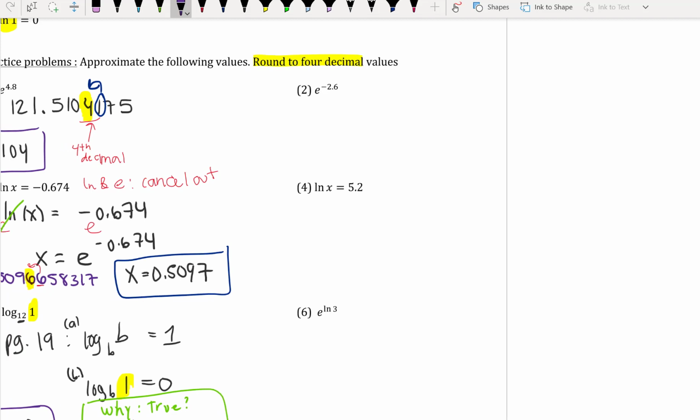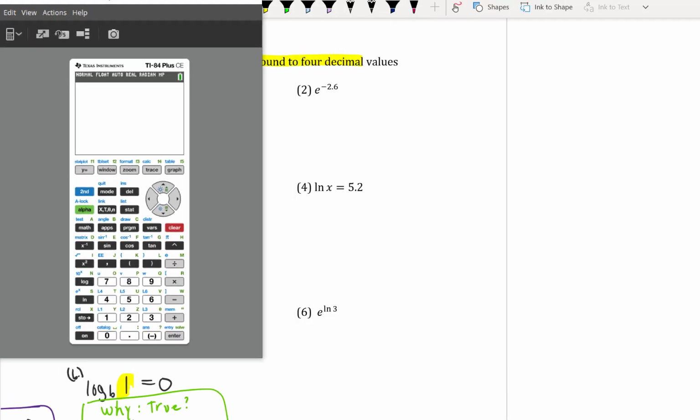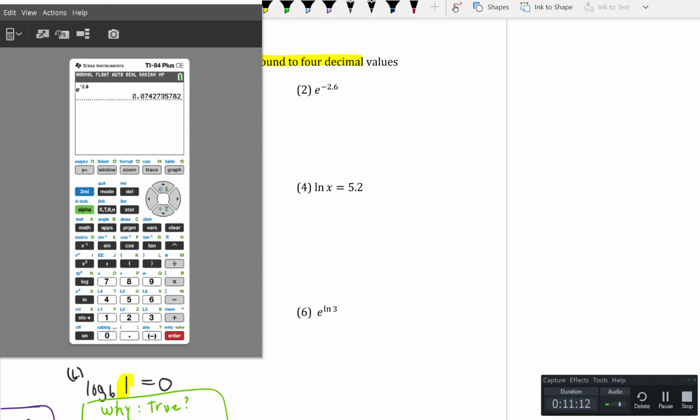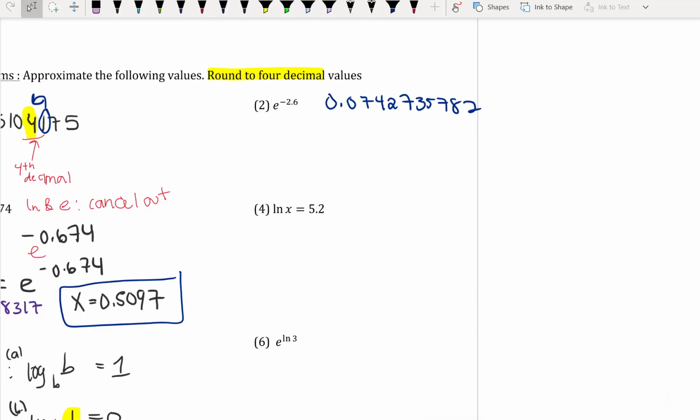So I'll bring up my calculator and bring it over to the other side. So now I have e being evaluated at negative 2.6. Okay, so this is the decimal that we're going to get. So I'm going to go ahead and write that down. I copied down what I saw from my screen, and since we're rounding to 4 decimal places, I'm going to be looking at that 2. So that 7 tells us to round up. So we're going to have 0.0743 as my final answer.